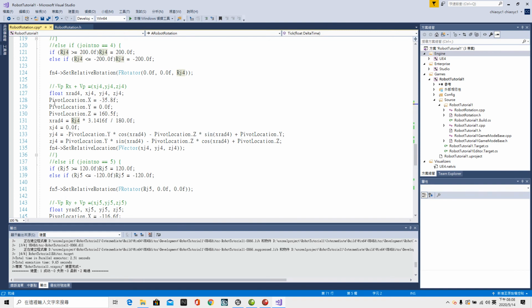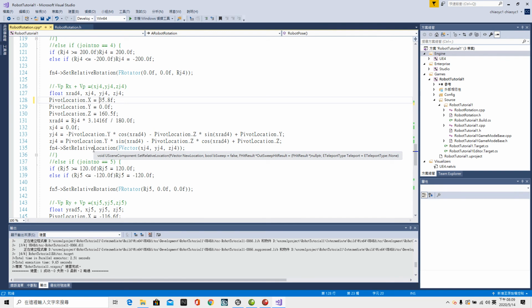The first one is pivot location dot x equal to minus 35.8F semicolon. We have to change the sign from minus to positive, equal to 35.8F semicolon. Since it is rotating about x, there's nothing to do with dot x. The program does not need to change anything.